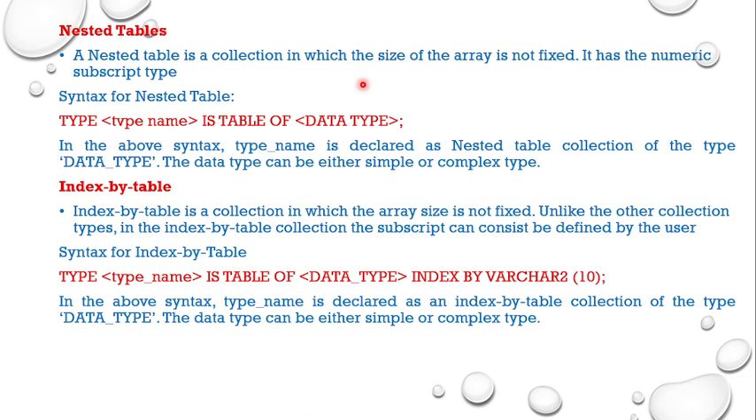And next one is index by table. It is also a collection in which the array size is not fixed, so it is similar to a nested table. Here the subscript can be defined by the user. The syntax is TYPE type_name IS TABLE OF data type INDEX BY VARCHAR2(10). So the type name is declared as an index by table collection of the data type, as you have seen here. In the upcoming session you will definitely see examples, but today I will show only one example and it will be easy for you.